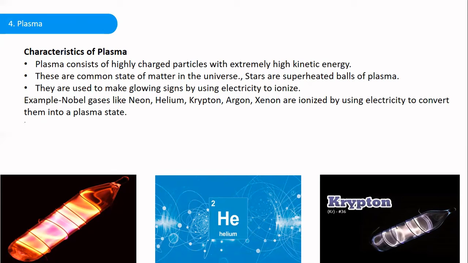Plasma is used to make glowing signs by using electricity to ionize gases. Some examples of plasma are the noble gases like neon, helium, krypton, argon, and xenon, which are ionized using electricity to convert them into the plasma state.